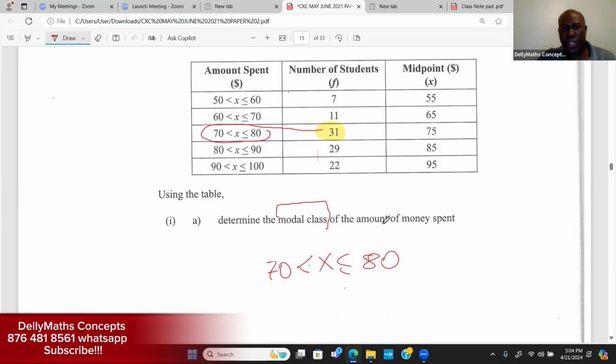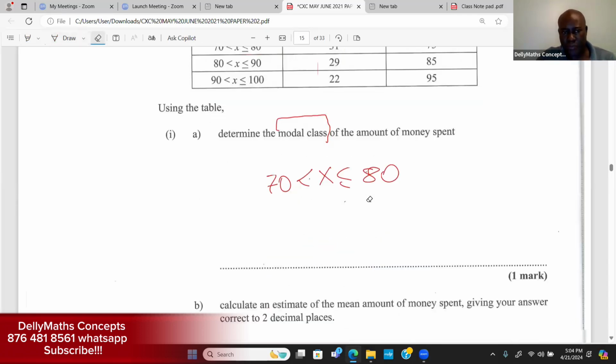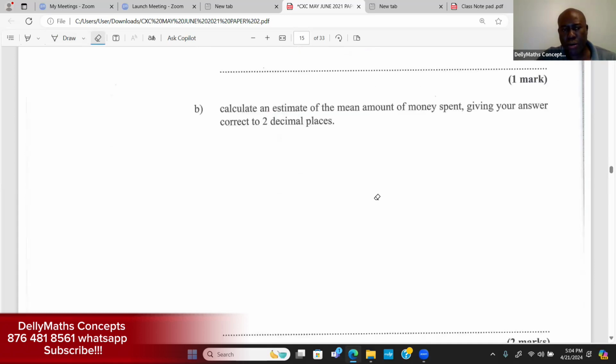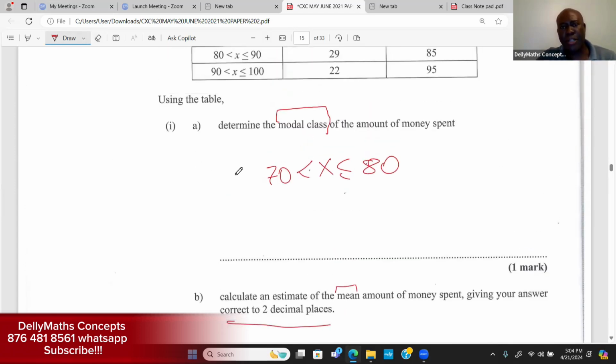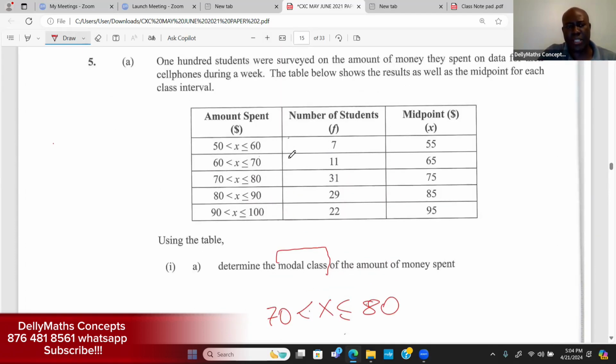Let us take a look at the other question. Let's see what else they want. All right. So the B part says calculate an estimate of the mean amount of money spent, giving your answer to 2 decimal places. So you want to pay attention to those details. So what we want to do is to put together the math. If you're going to find the mean, I'm going to put the formula at the side here.